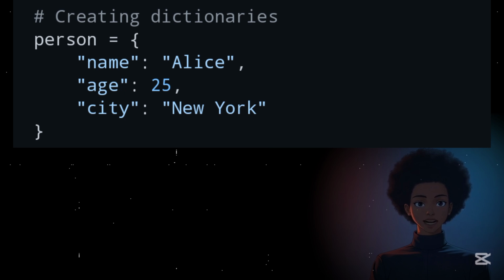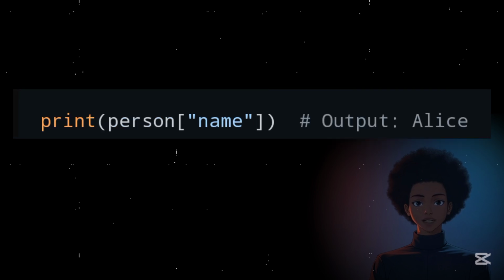Dictionaries in Python. Now let's move on to dictionaries. A dictionary is a collection of key-value pairs. You define a dictionary using curly braces, and each key is mapped to a value. For example, person equals {"name": "Alice", "age": 25, "city": "New York"}. You can access a value by its key. For example, person["name"] will return "Alice".